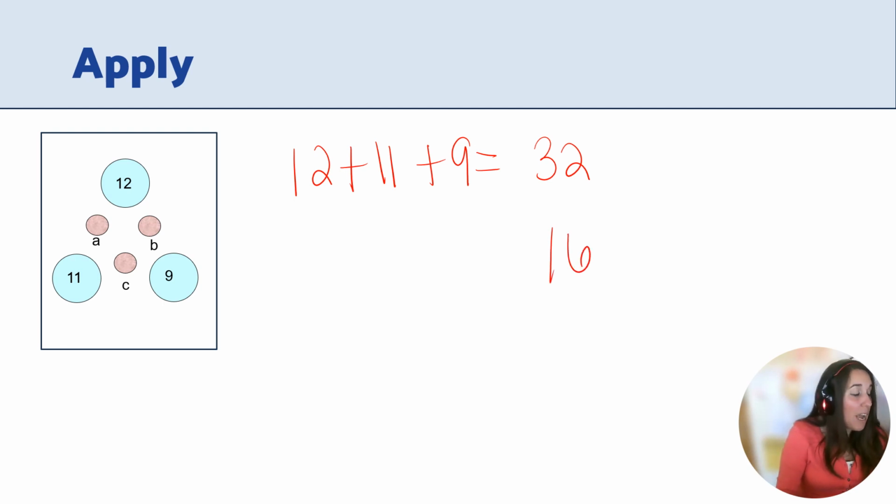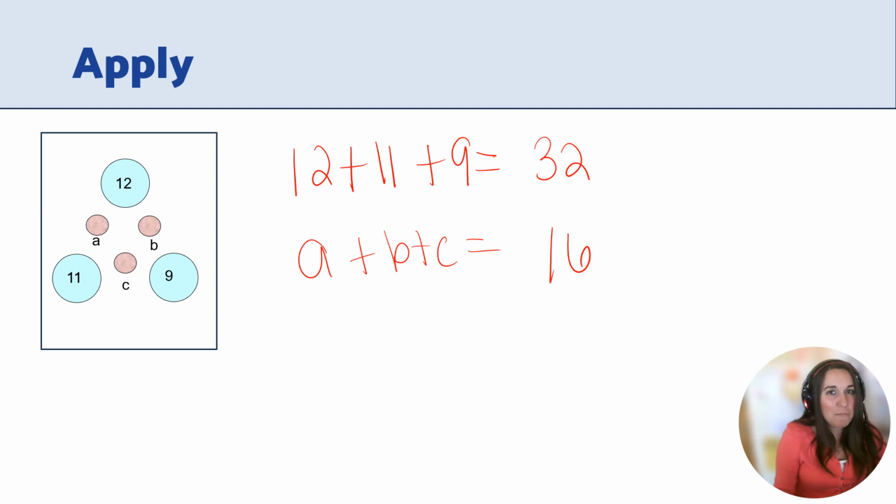So I know that when I add A plus B plus C over here, I've just given each of those circles a name, it should sum to 16. So what do I do from here, right? Well, I'm going to use a little bit of algebra. I know A plus B plus C should be 16. And I also know that A plus B should equal 12.